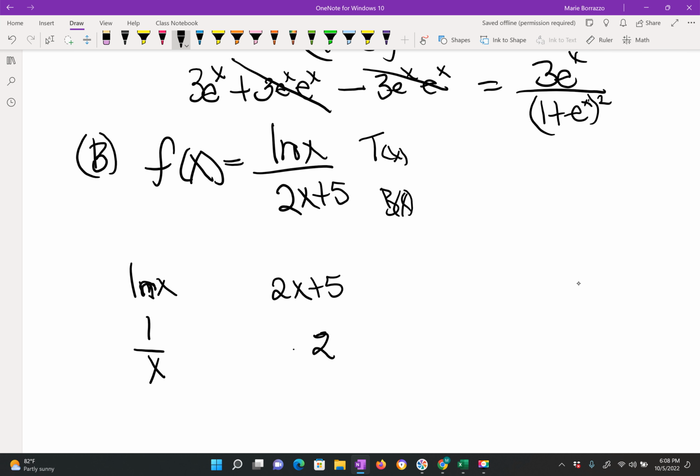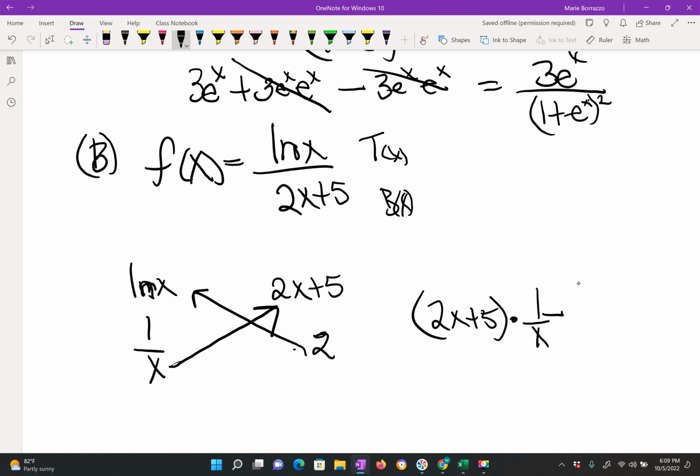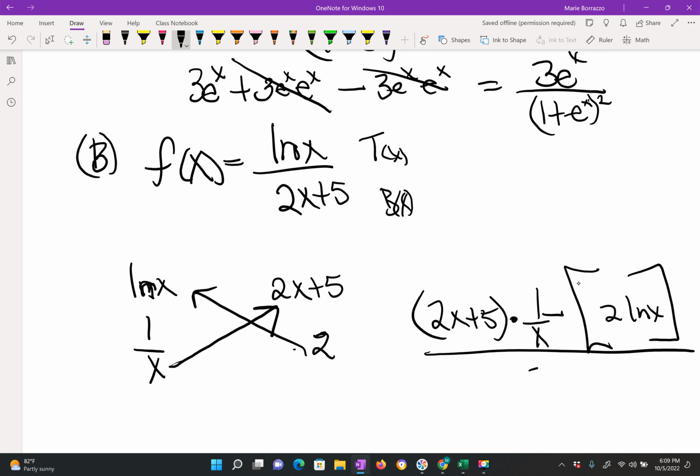So I'm going to cross multiply, if you remember, opposite direction, right? So this becomes 2x plus 5 times 1 over x minus this product. So I'm going to put a bracket. We're going to call it 2 times natural log x. Keep it simple. And of course, all of this over 2x plus 5 squared.